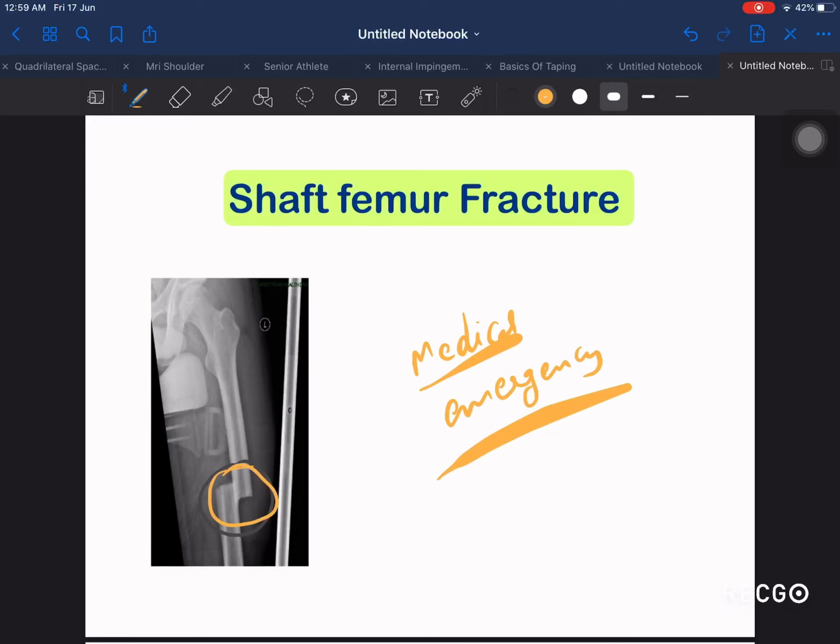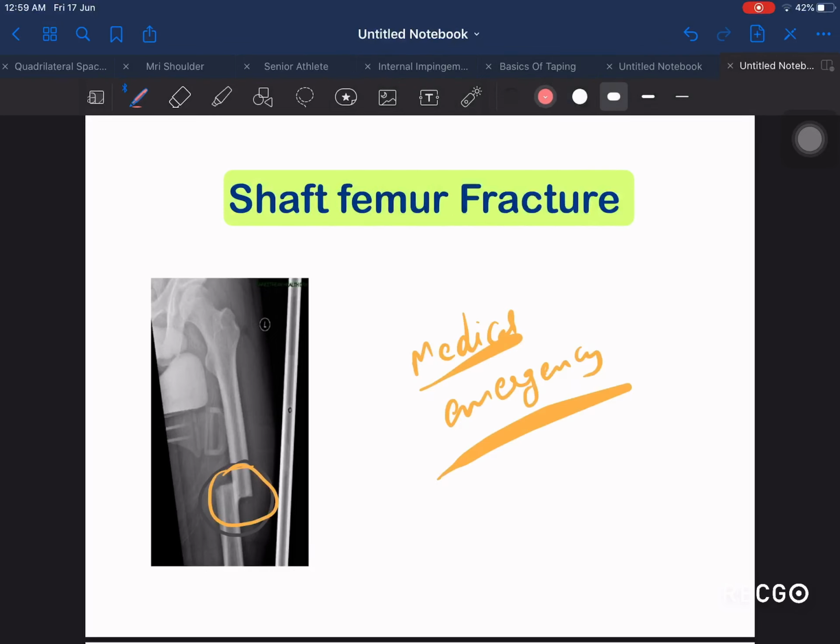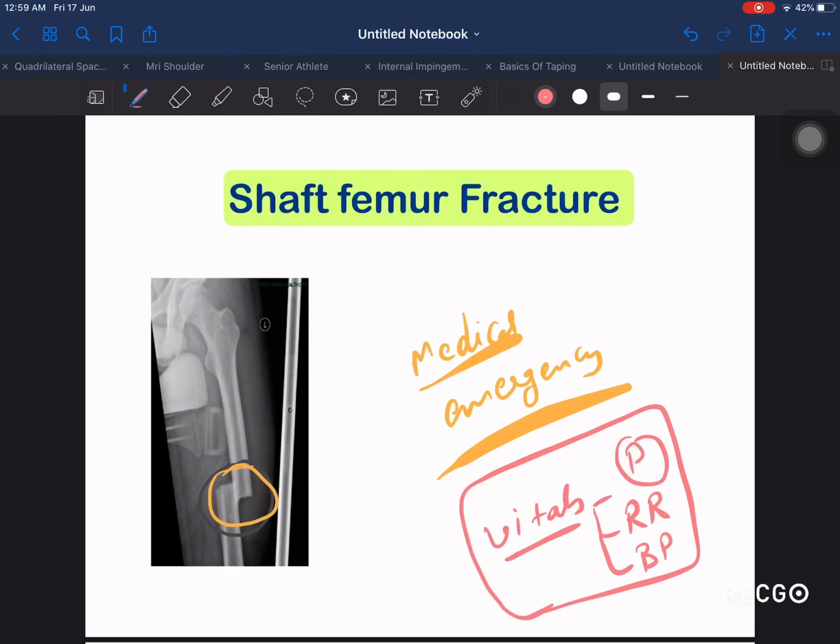Now, whenever a patient with a shaft femur fracture comes to you in the casualty or in a trauma center, the first thing we have to assess is the vitals of this patient, which includes the pulse, the respiratory rate, and the blood pressure. These things we have to assess.